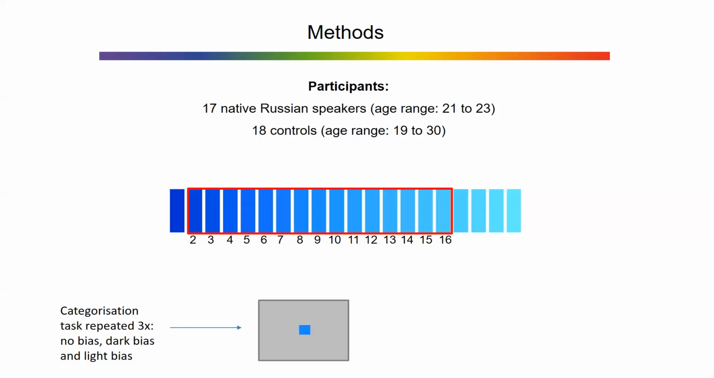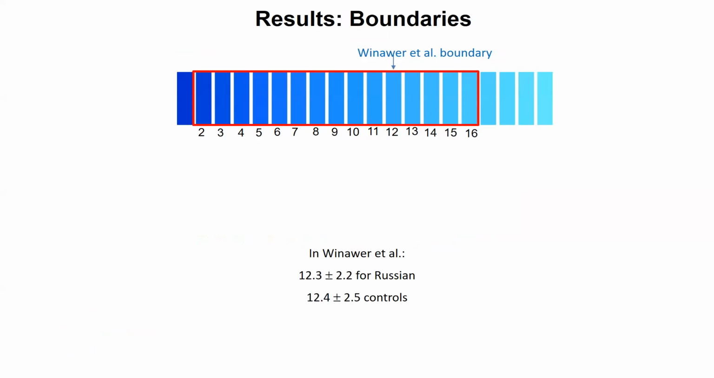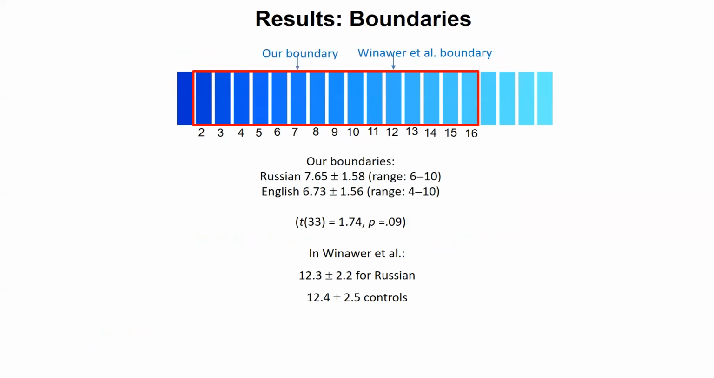For our second task, we used the same reaction time task that was used in the previous study, just with more trials per color. Okay, so first I'll present to you the results just about the boundary. You can see where the Winawer boundary was. Our boundary is actually darker, considerably darker. There are 2 reasons for this.